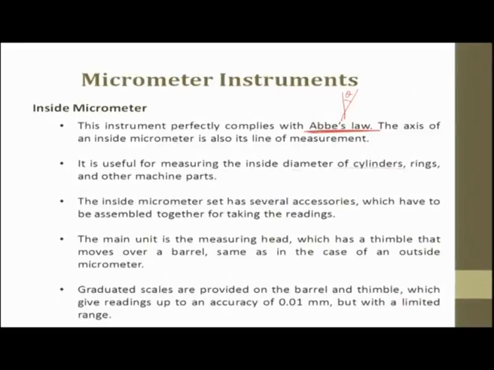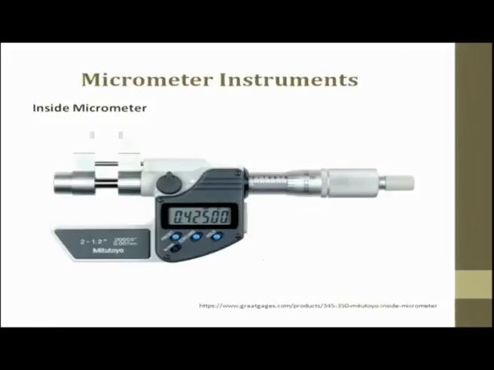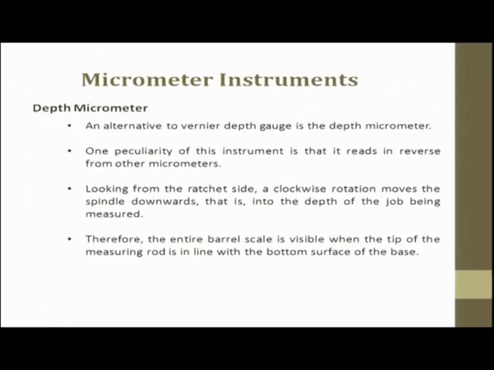This inside diameter set has several accessories you can add on to it. The main unit is the measuring head, which has a thimble that moves over a barrel, same as the case of an outside micrometer. So, here is the thimble, here is a movement which is happening, you can lock it, and here you can see the accuracy, the least count in terms of inches and in millimeter. Several add-ons can be added such that it can measure the values properly.